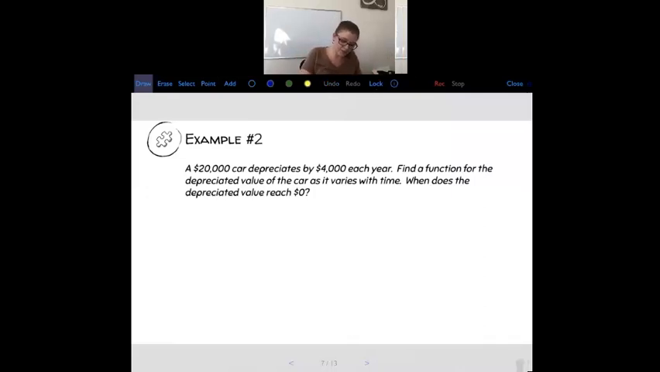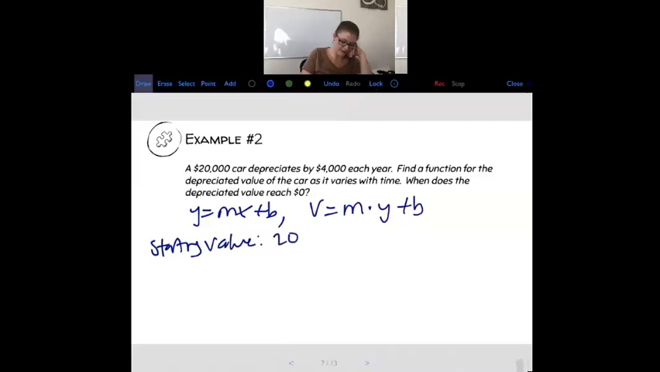So when you're building an equation, y equals mx plus b, or what I'm going to say is that our value is equal to our rate of change times the number of years plus b. Okay, usually the software or in like a mini project or test, we would tell you what letters to use. Okay, but it's the same. You have a rate of change and you have a starting value. So in this case, our starting value is $20,000. Okay, that's what the car started off as.